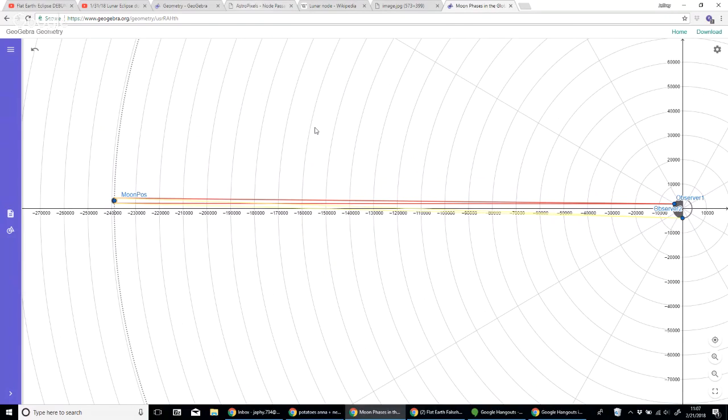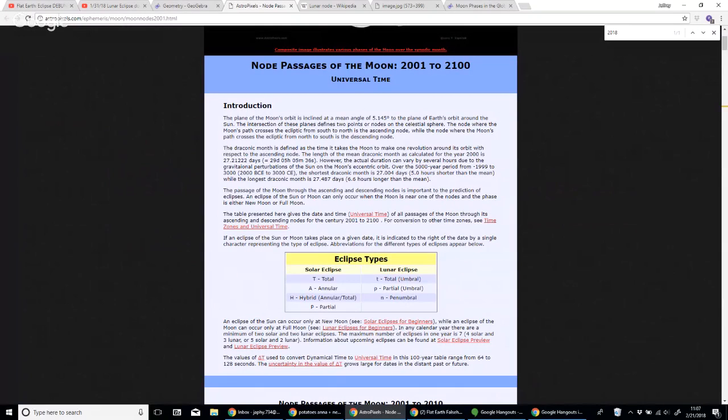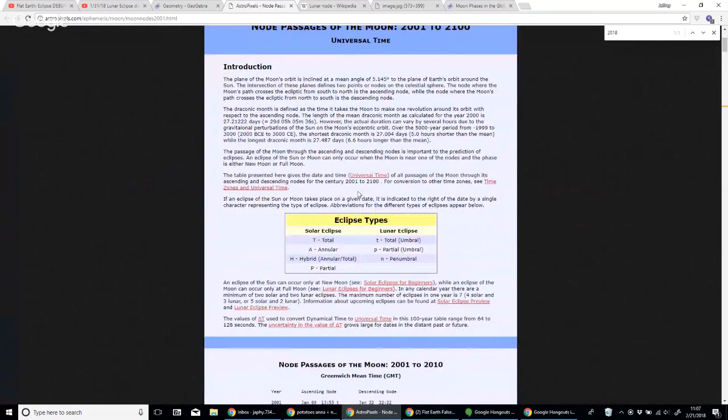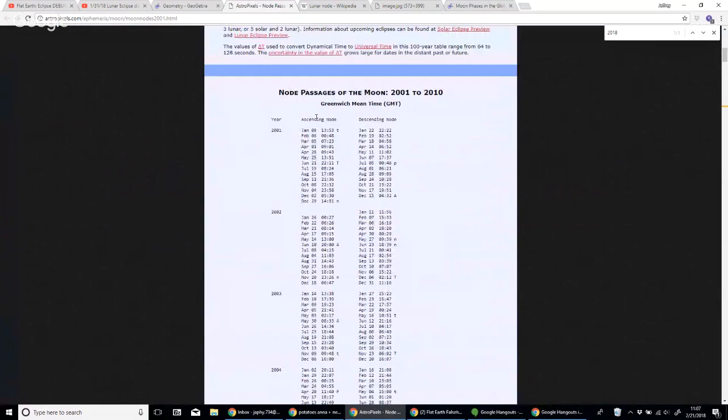And I came up with this yesterday. I was like, oh, I get it. So in the northern hemisphere, we saw the shadow on the moon start from the top. That would make sense if the moon were going through its ascending node. So I went to this website, AstroPixels, and it shows you node passages of the moon from 2001 to 2100. Okay. Ascending node date and time is on the left. Descending node date and time is on the right.